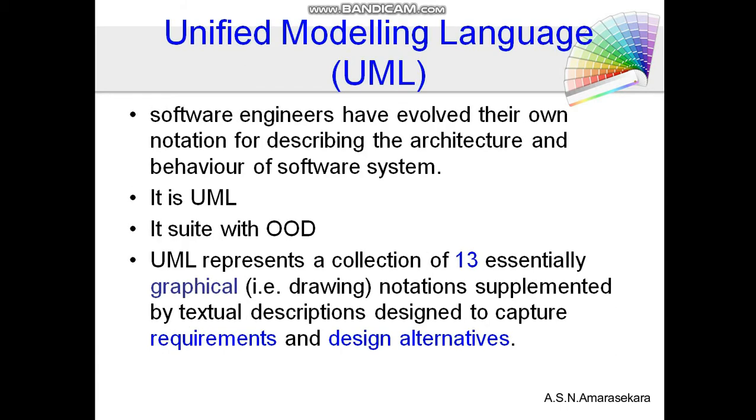Software engineers introduced new notations used to represent system behaviors and architecture. These notations are called the Unified Modeling Language, in short UML. We can use this UML notation to represent our object-oriented design document. This language provides notation to draw 13 important graphs.